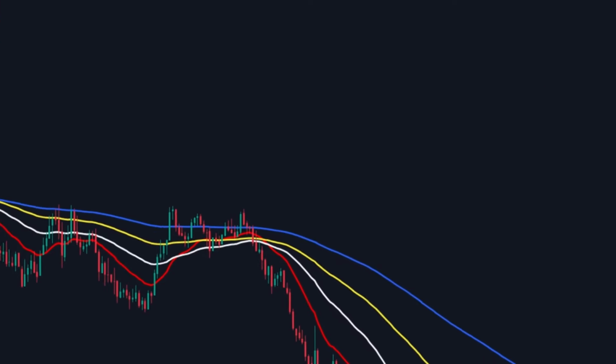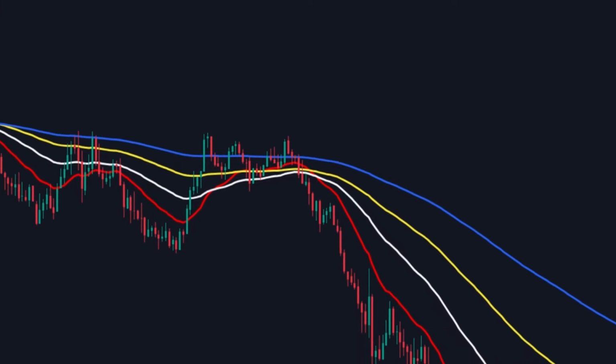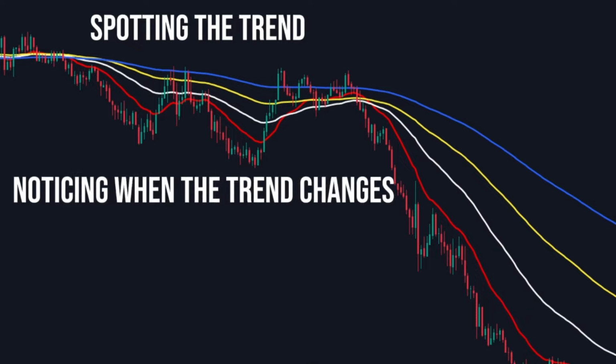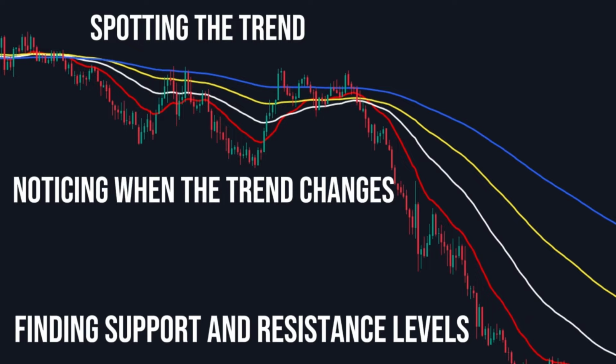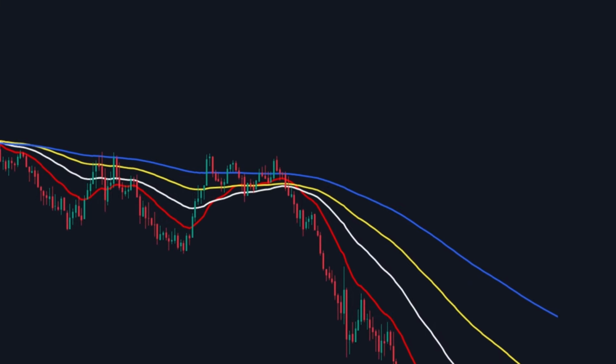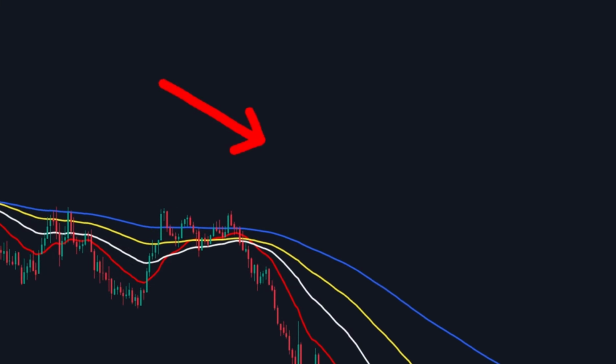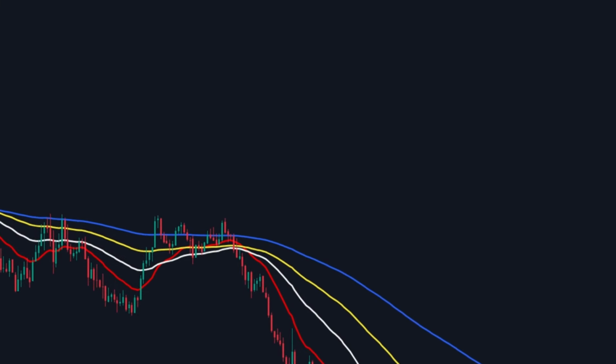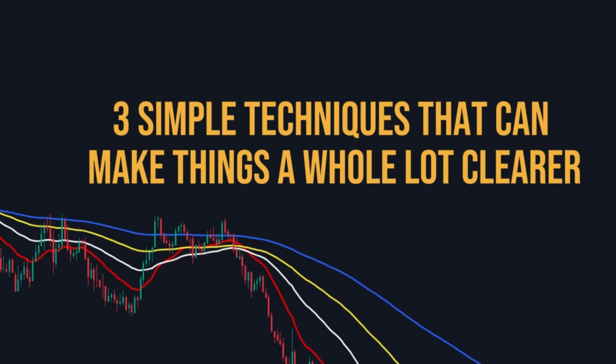The moving average is mainly used for 3 things: spotting the trend, noticing when the trend changes, and finding support and resistance levels. Since it's a trend-following indicator, its main job is to help us figure out which direction the market is going. And to do that, we've got 3 simple techniques that can make things a whole lot clearer.